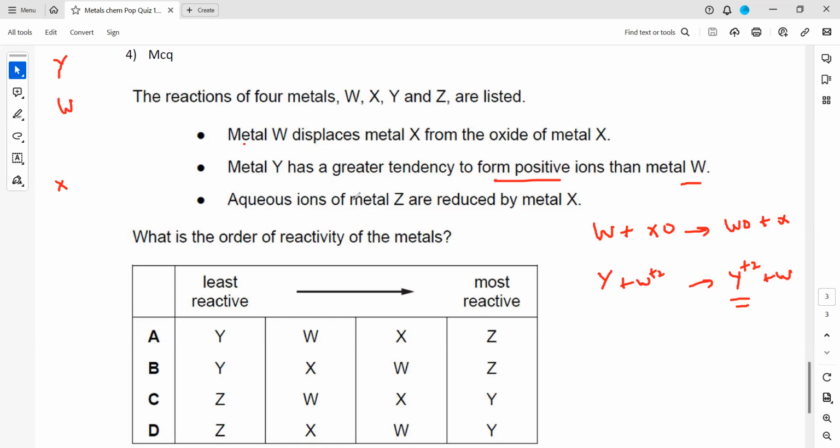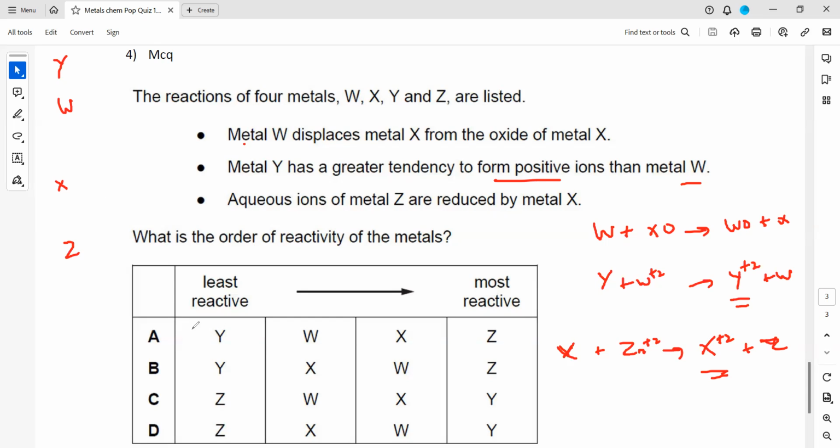And aqueous ions of metal Z are reduced by X. It means if the ions of Z are present and we add X, they will be reduced. Reduced means they will turn into atoms, or the charge will decrease. So it will form X ion and Z. So which is more reactive? X is more reactive than Z.